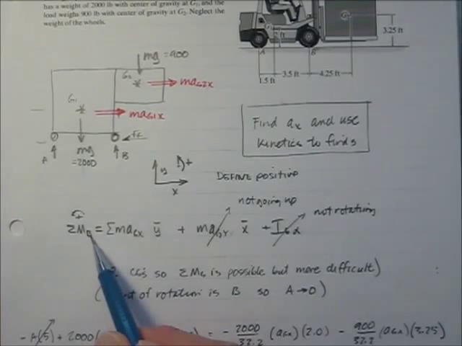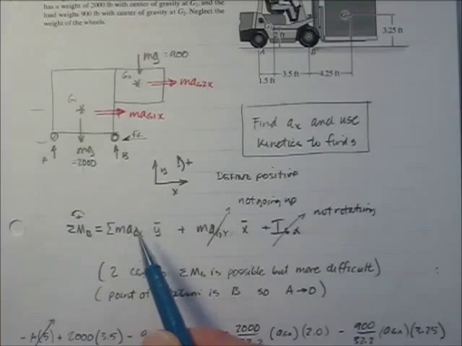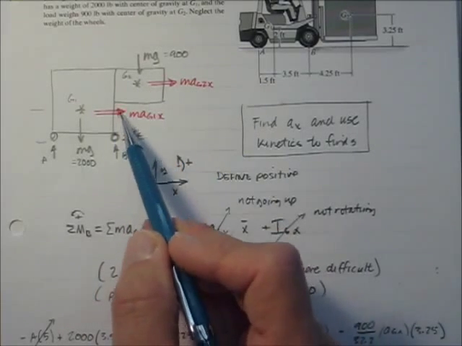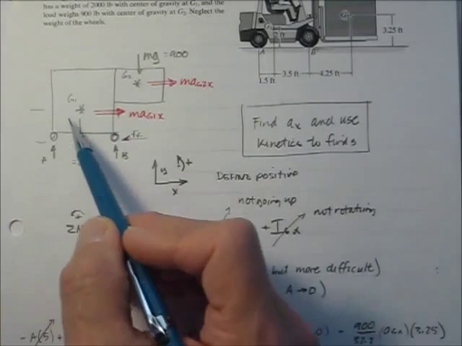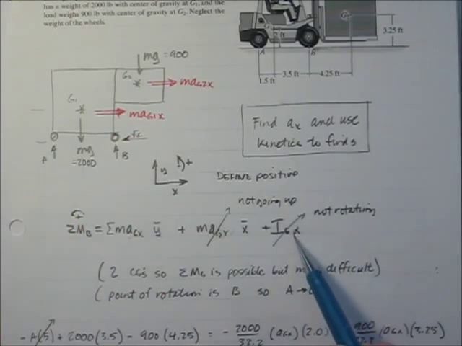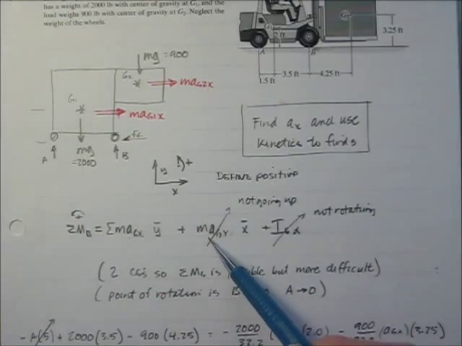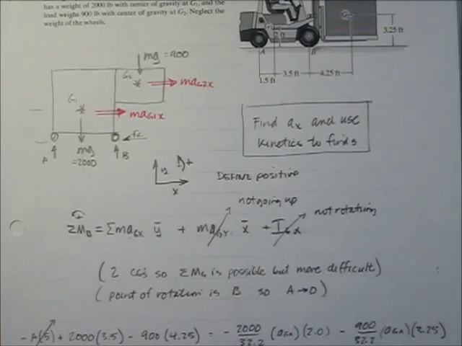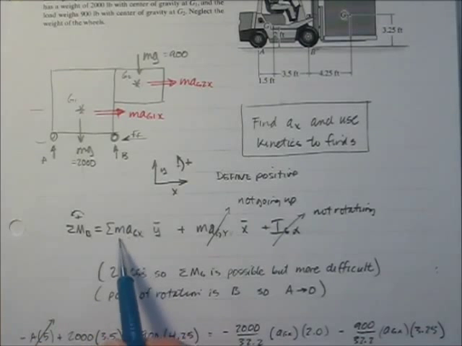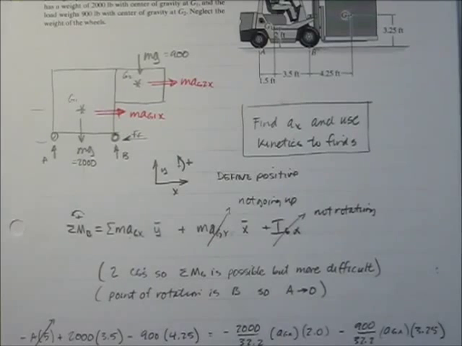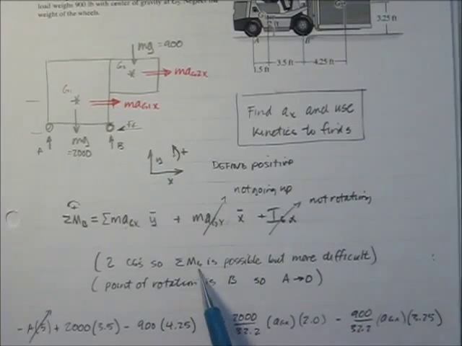So let's just say the sum of the moments about B is equal to the sum of our mass times acceleration vectors times our vertical lever arms, or times y, plus the mass times acceleration in the y direction, which would be up this way, times our x values, plus our IG alphas. All right, so again, we know that it's not rotating, so that term goes away. We know that it's not levitating or accelerating in the vertical direction, so that term goes away. So all I have is the forces times distance on the left side is equal to the mass times acceleration times the y on the right side. We have two CGs, so the sum of the moments about G is possible but more difficult, and I'll do that on the next page. And the point of rotation is B because A goes to 0.